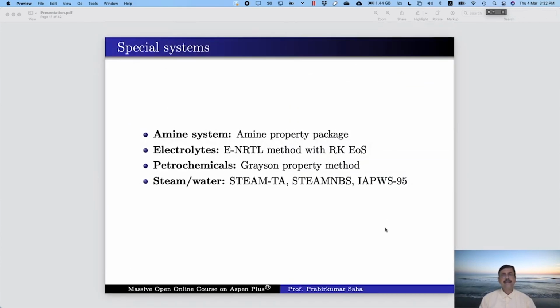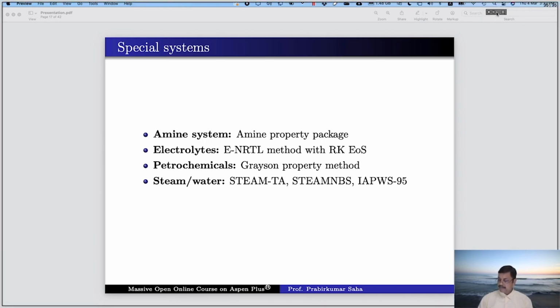Now Aspen Plus has some special system packages also. They are mostly the amine property package for amine systems. That means the system where we have a lot of different kinds of amines. If they are in the system, we can use the amine package. And amine systems are popularly used for carbon dioxide sequestration.